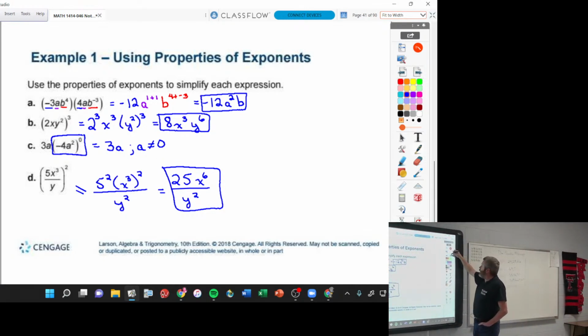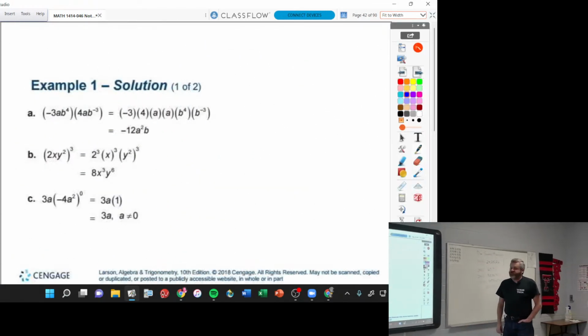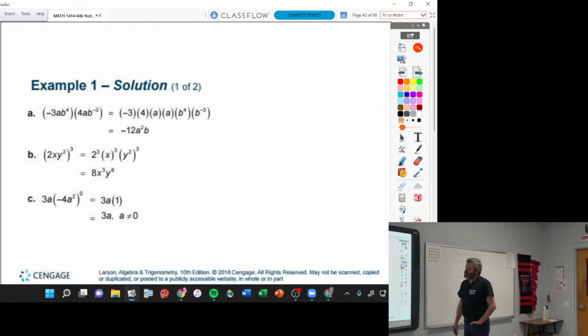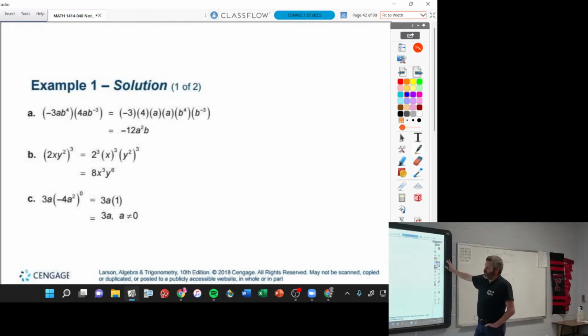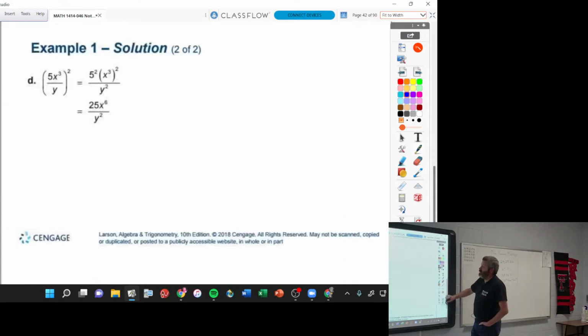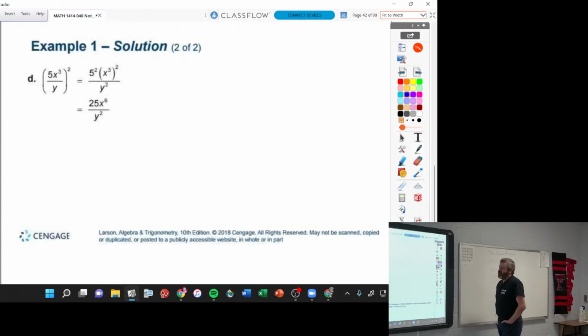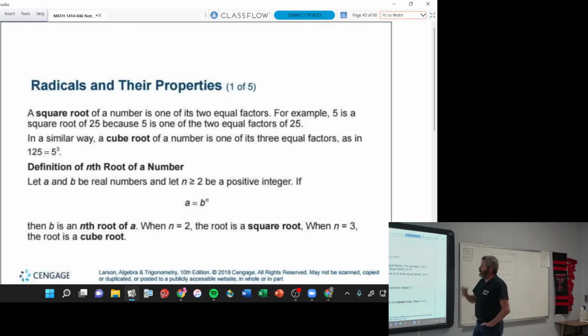The next slide is going to have these worked out, and you'll see if you got the same answers that I got. Number 1, letter A was negative 12a squared b. Letter B was 8x cubed y to the 6th. Letter C was 3a, as long as a is not equal to 0. And letter D is 25x to the 6th over y squared.